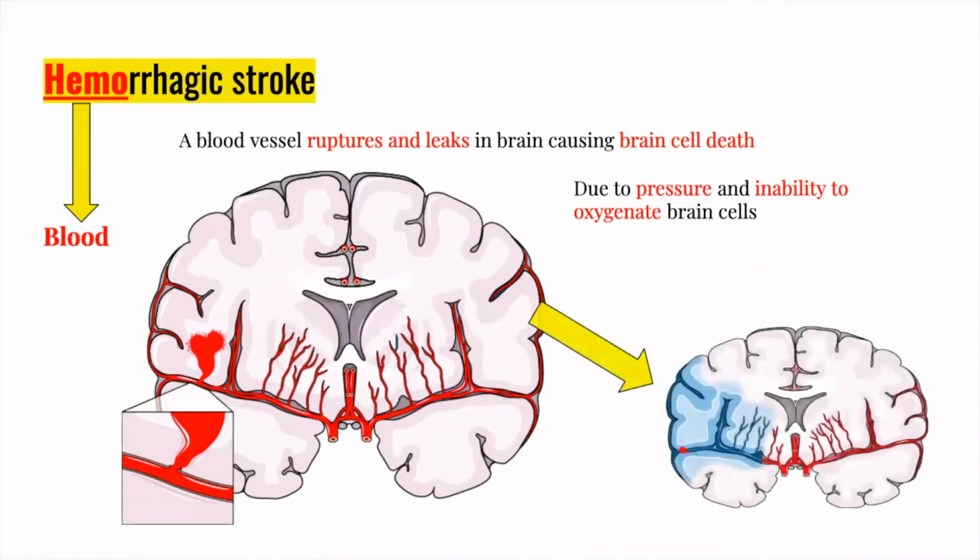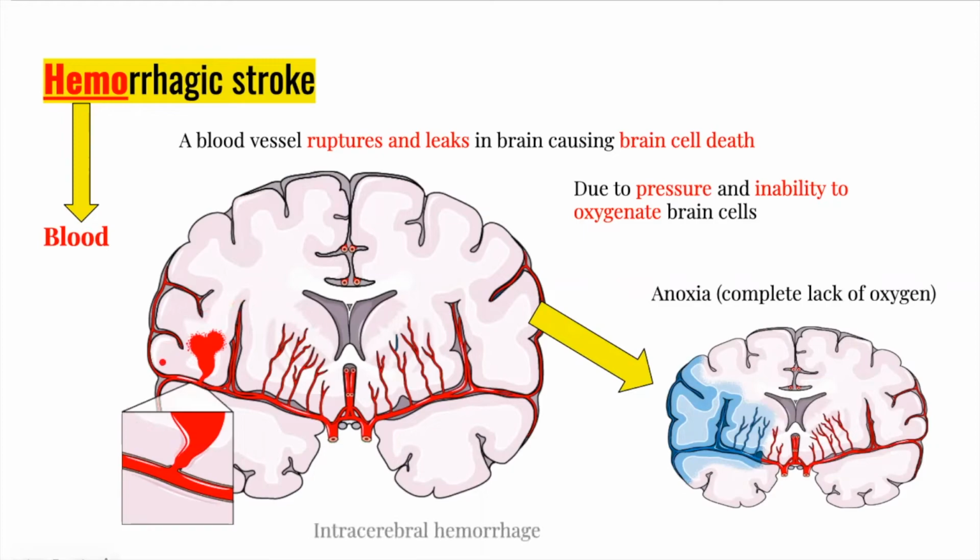You may hear the word anoxia, which is a word meaning a complete lack of oxygen to a region. Overall, there are different subcategories of a hemorrhagic stroke depending on where the bleeding occurs, but the most deadly type and what we see here is called an intracerebral hemorrhage.